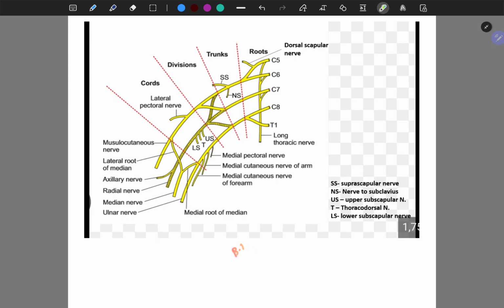Brachial plexus injury is of very important clinical significance. Long thoracic nerve injury causes winging of scapula. C5, C6, if there is an injury in this region during delivery of the child, that will cause Erb's palsy. And C8 and T1 injury causes Klumpke's palsy, which is policeman's tip hand.